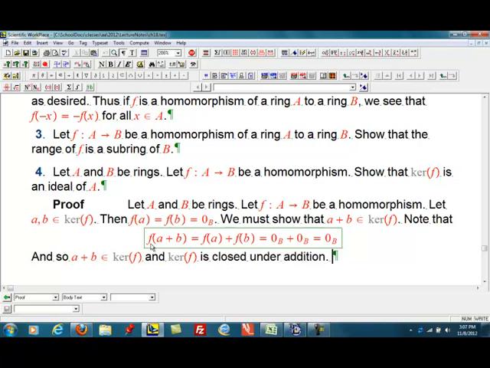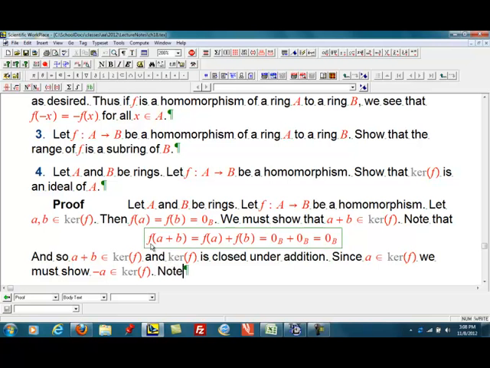Okay, what's the second thing we have to show? Multiplication? Negatives. So, since we assumed that A was in the kernel of F, we must show that negative A is in the kernel of F.